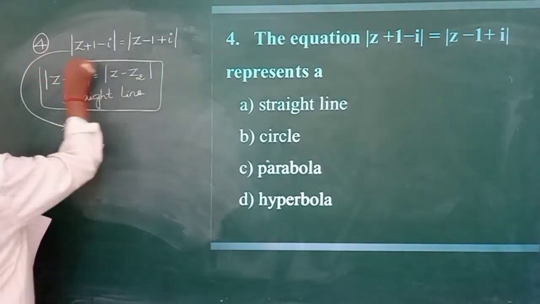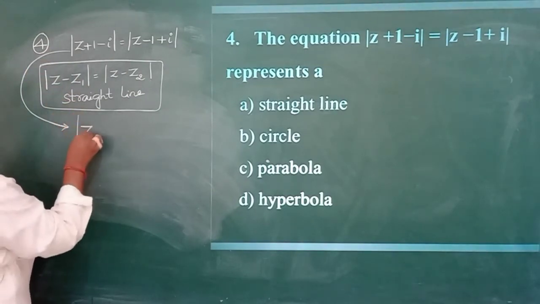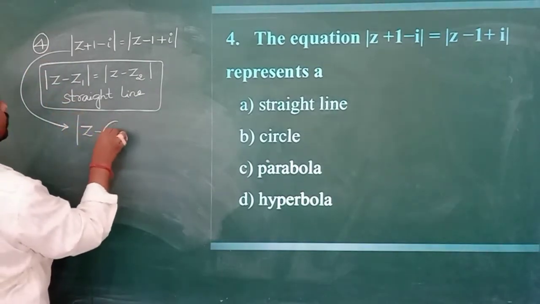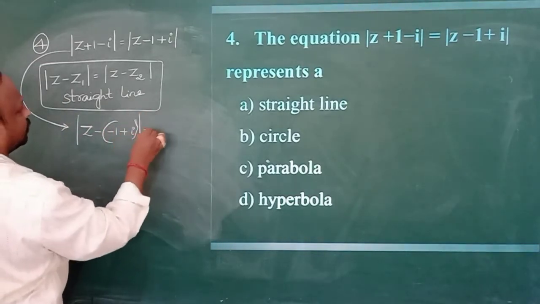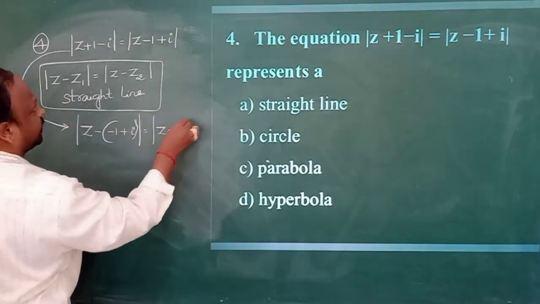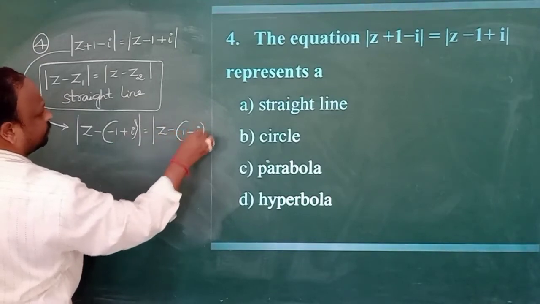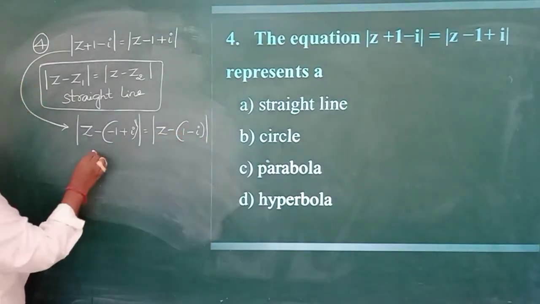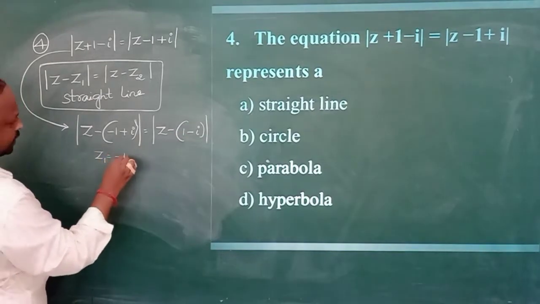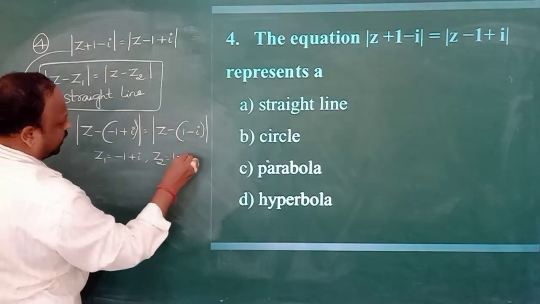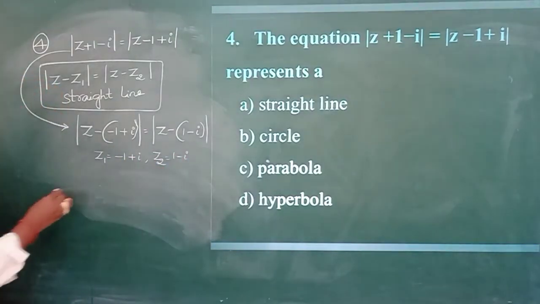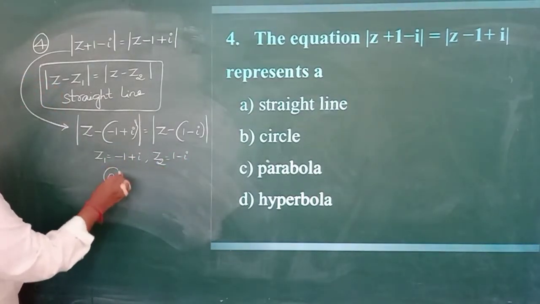So here the given problem you can write as modulus of z minus (minus 1 plus i) is equal to modulus of z minus (1 minus i). So z1 is equal to minus 1 plus i, z2 is equal to 1 minus i. Therefore this represents a straight line.